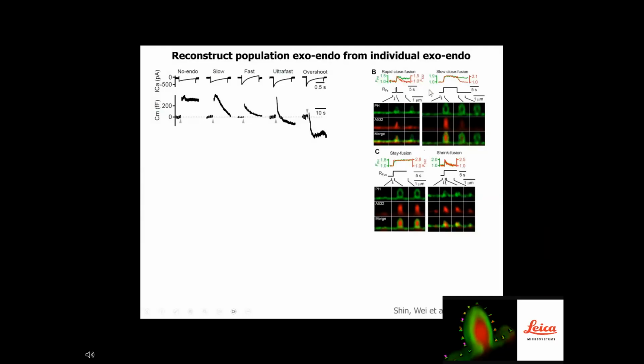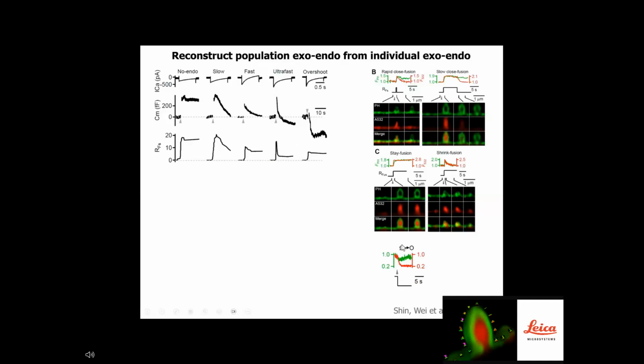So if we see a fusion event, we give an up step, and if we see a fusion pore closure, we give a down step. If we see only the fusion pore opening without the closures, we give an up step here. Then we sum all these events together, we see the increase here that mimics the capacitance increase, and there's some decay here that may reflect the fusion pore closure of the endocytosis.